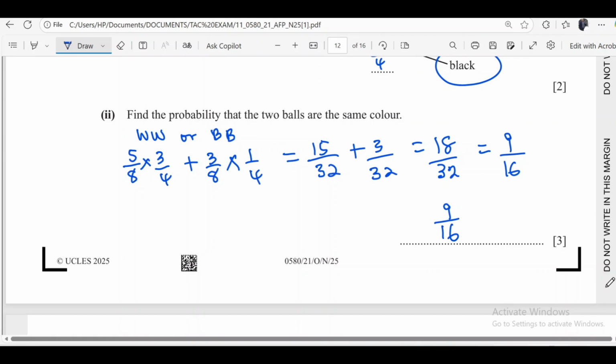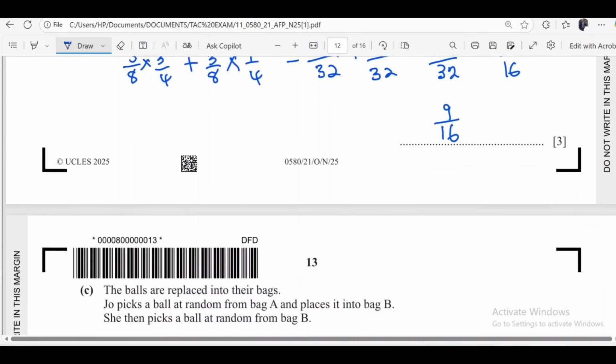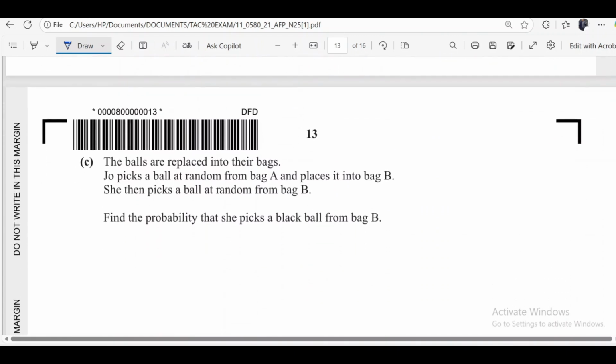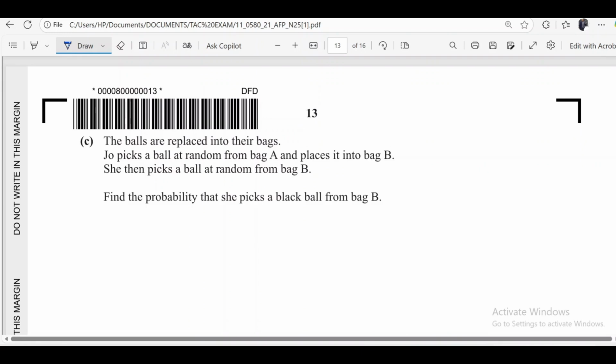Okay, we move on, still more on this probability. Here we are told that the balls are replaced into their bags. Joe picks a ball at random from bag A and places it into bag B. She then picks a ball at random from bag B. Find the probability that she picks a black ball from bag B. Now, Joe picks a ball at random from bag A.